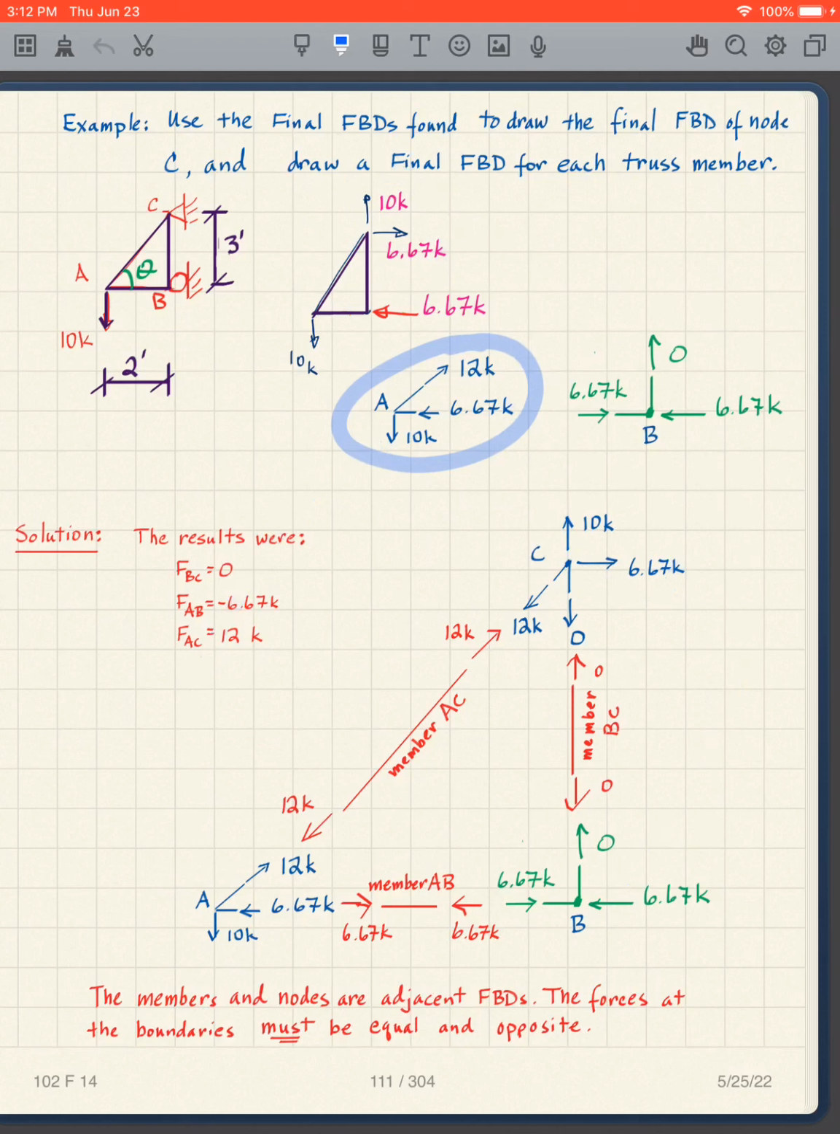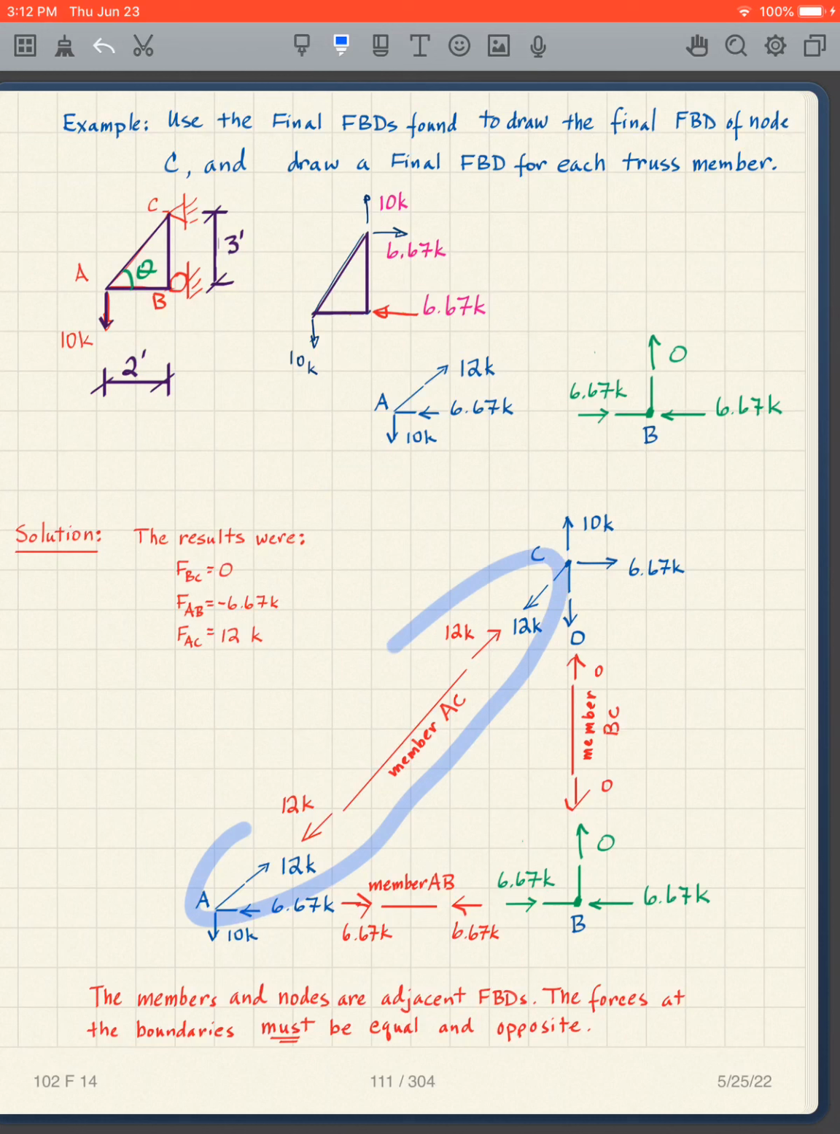And then I'm going to fill in the rest of the drawing. Here's my truss. Looks like that. To be clear on how this works, let's take member AC. I have 12 kips pointing away from point A, meaning it's in tension. I also have the same 12 kips pointing away from C, again in tension.